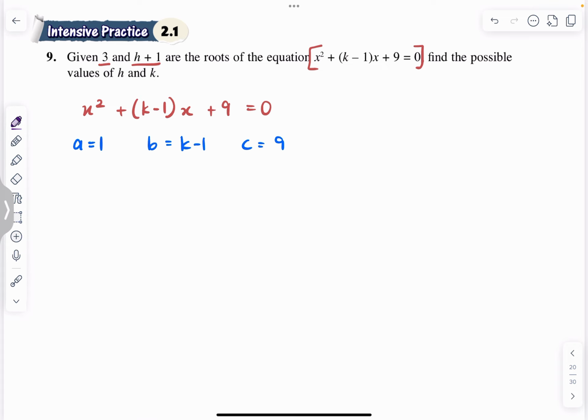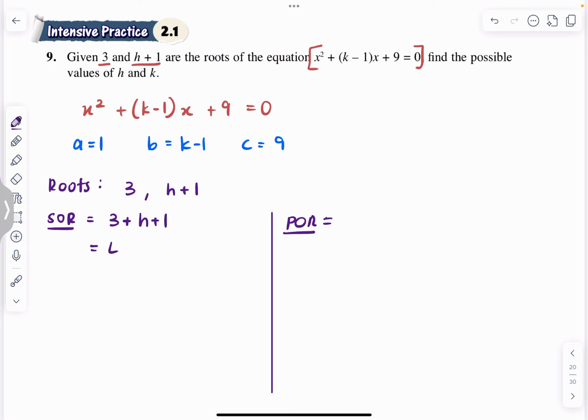Then let's look at the roots. They say the roots of this equation will be 3 and h plus 1. Okay. So let's find the sum of roots and the product of roots. So the sum of roots will be 3 plus h plus 1, which is 4 plus h. The product of roots will be 3 times (h plus 1), which is 3h plus 3.